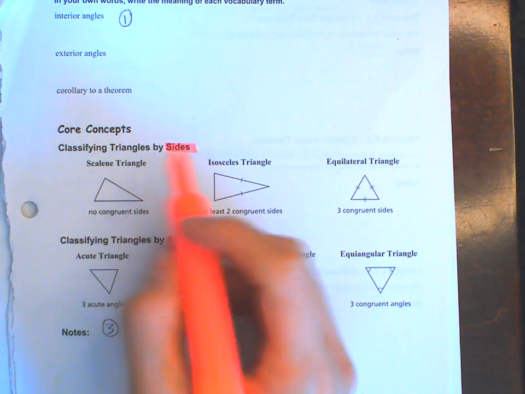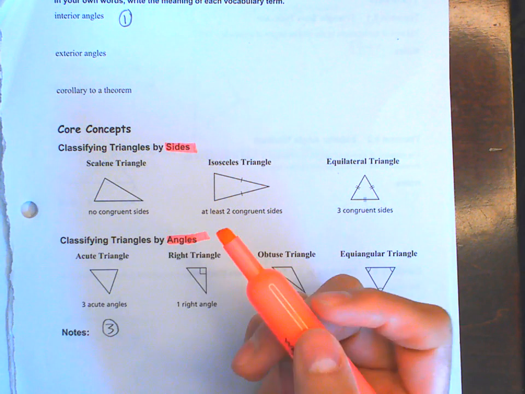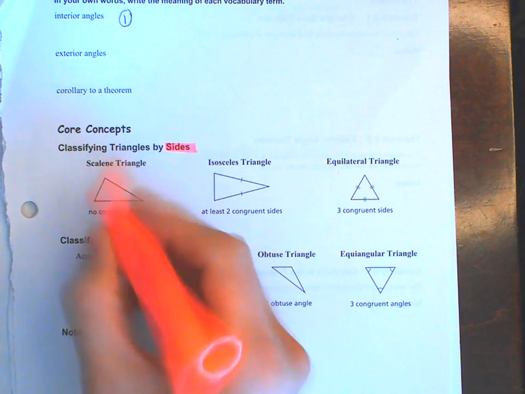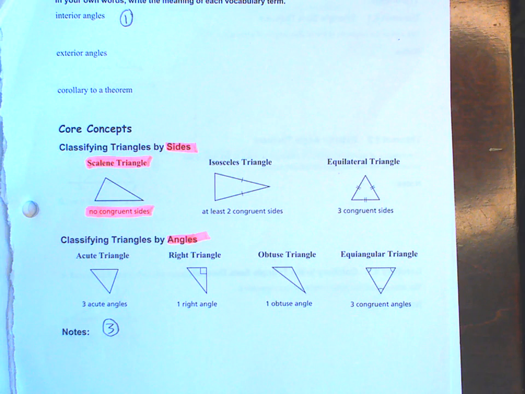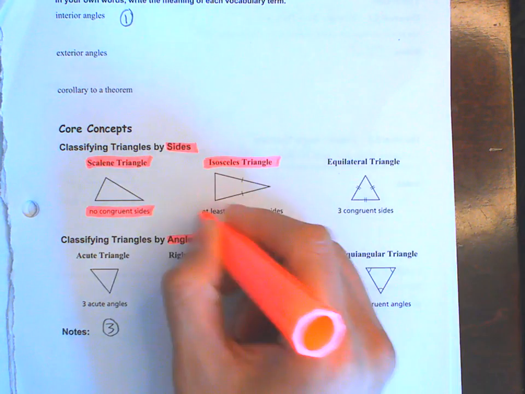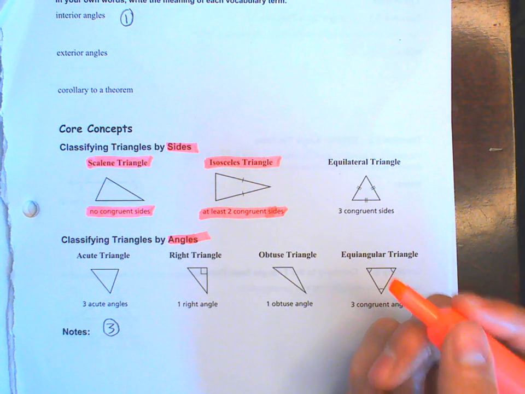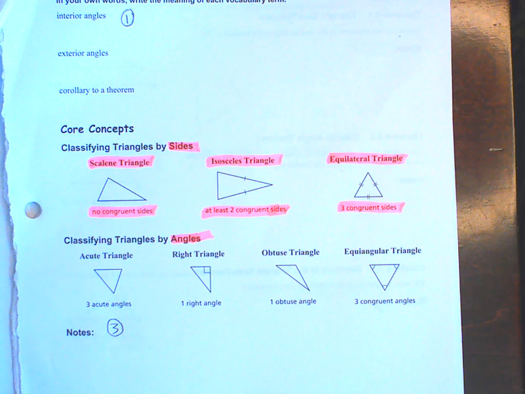Now, when you have a triangle that has a completely different set of sides, meaning that no sides are the same, we call that a scalene triangle, where no sides happen to be congruent. If you have at least two sides that are congruent, then we call that an isosceles triangle. And if all three sides are congruent, we call that an equilateral triangle. So these are the three types of triangles that you have if you want to classify them by the sides.